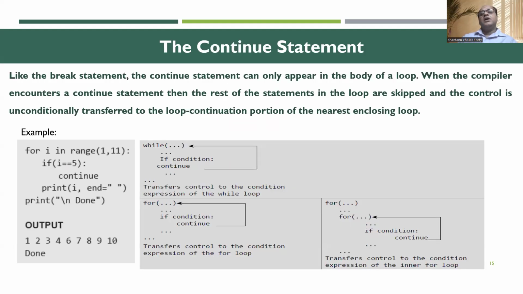Then we have a continue statement. A continue statement, unlike a break statement, will not take the control outside the loop. When the compiler encounters a continue statement, the rest of the statements in the loop are skipped, and the control is unconditionally transferred to the next iteration. So that is what a continue statement will do. It will skip that part of the iteration in the loop and transfer the control to the next iteration taking place within the loop.